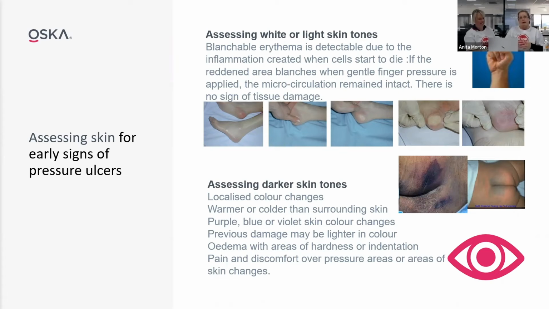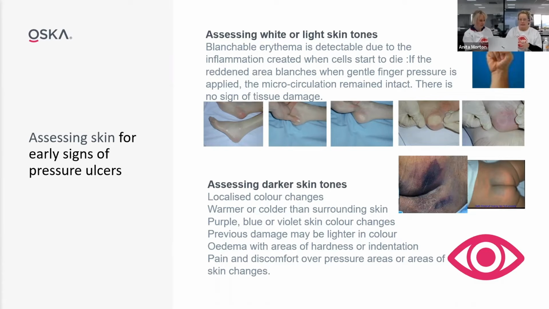And remembering that when we're assessing light or white skin tone, we need to use the blanching test. Blanching is where you have an area of redness on the skin, and if you press it with your finger, then if the blood vessels are open and moving, it'll blanch white. That means the blood vessels are viable, they've not died off yet. But if you have an area of redness and you put some pressure on with your finger and it stays red, that is a category 1 pressure ulcer, and we need to be really proactive at that stage to make sure that we're offloading and moving and repositioning.